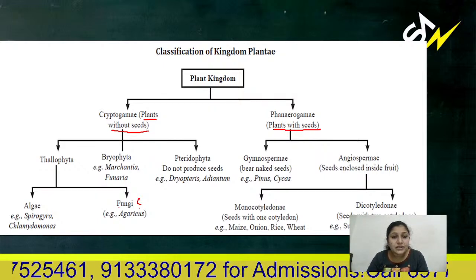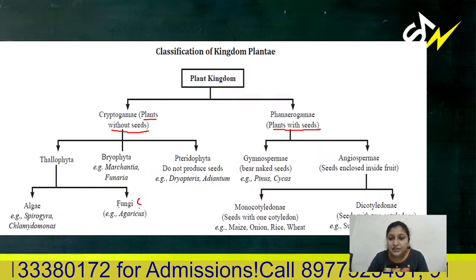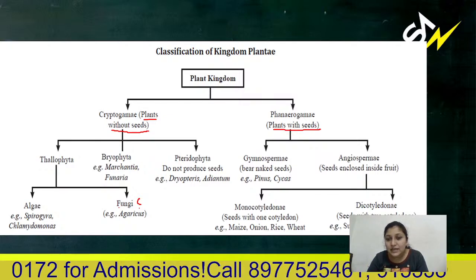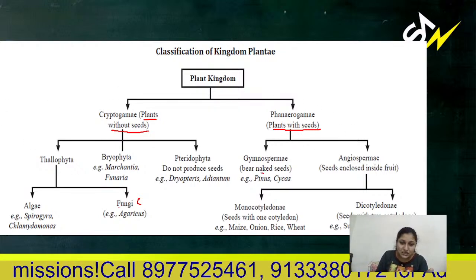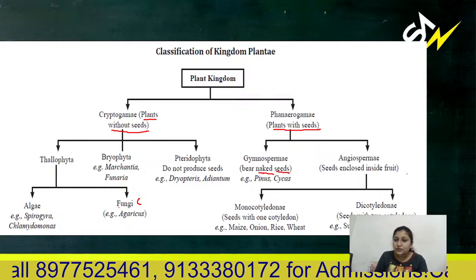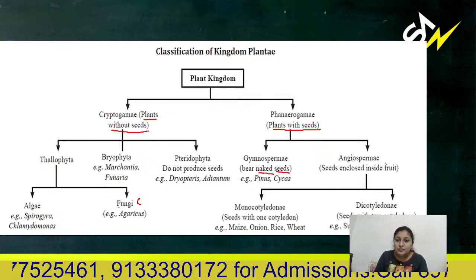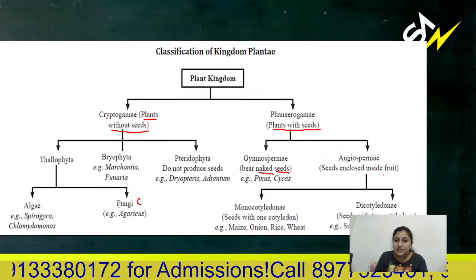Plants with seeds are called phanerogamy, and they are divided into two types, gymnosperms and angiosperms. Gymnosperms are plants which have naked seeds, not enclosed inside the ovary or the fruit. Angiosperms are flower-bearing plants, and their seeds are enclosed inside the fruit.